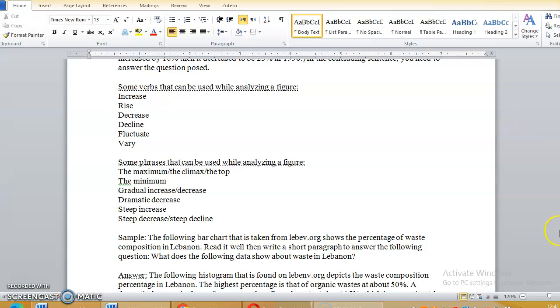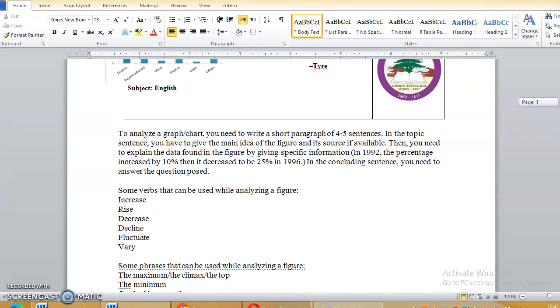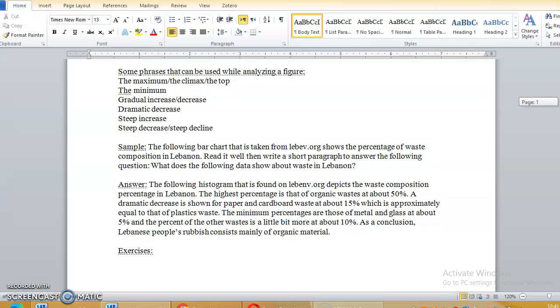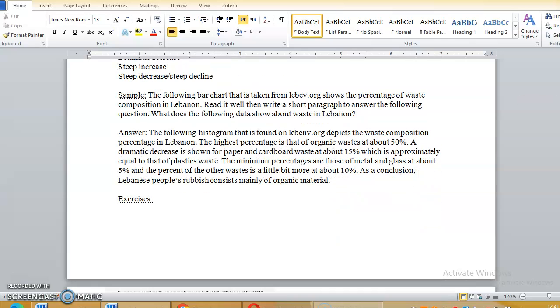Let's see an example. Here we have this graph at the top. You have it in your worksheet. The question is: the following bar chart that is taken from this website shows the percentage of waste composition in Lebanon. This is the main idea, because of course we don't need to copy it as it is in our answer. We need to rewrite it. Read it well, then write a short paragraph to answer the following question: what does the following data show about waste in Lebanon?